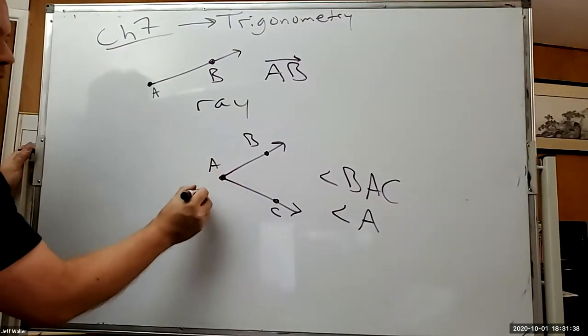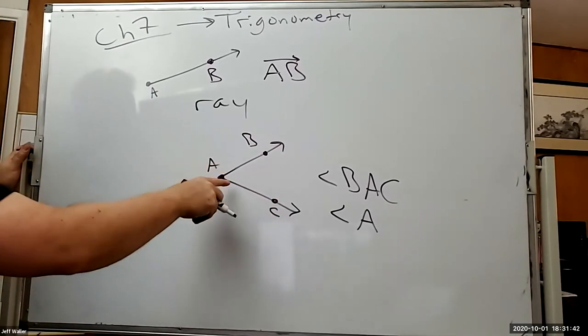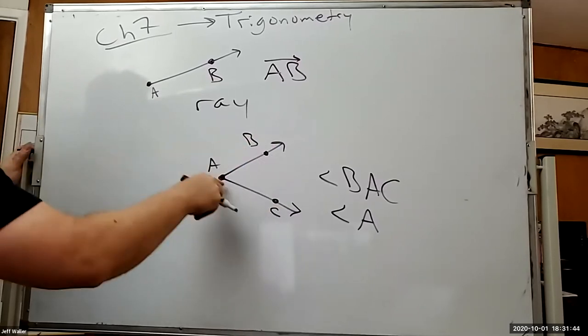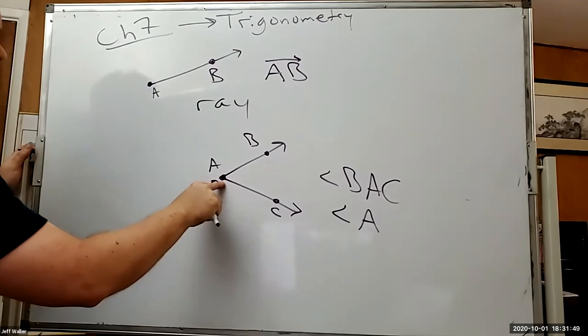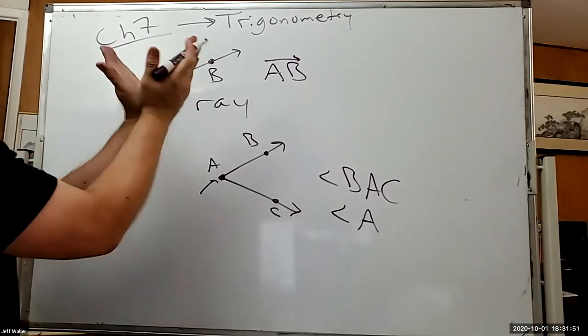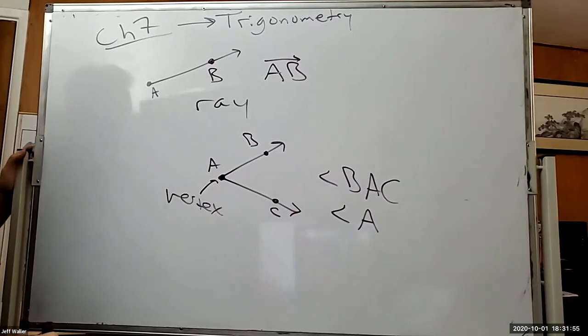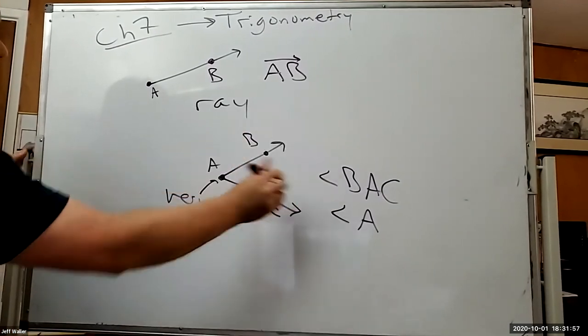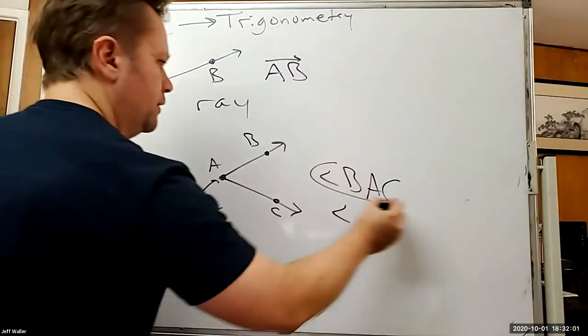In fact, what is this point called? It's very similar to the same kind of point on an absolute value graph. That's the vertex. Which really makes sense because it looks like a V. So either one of these works.